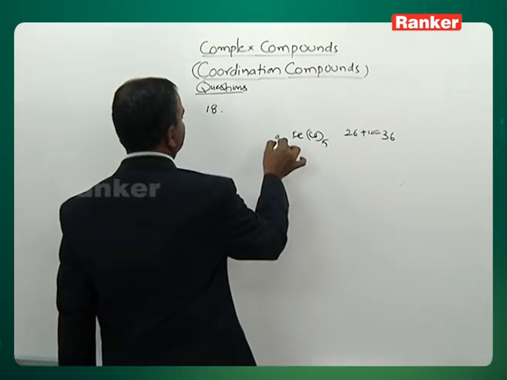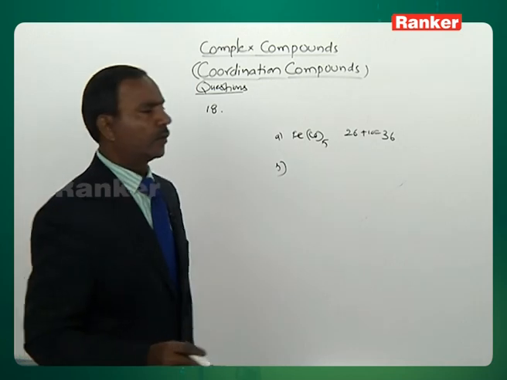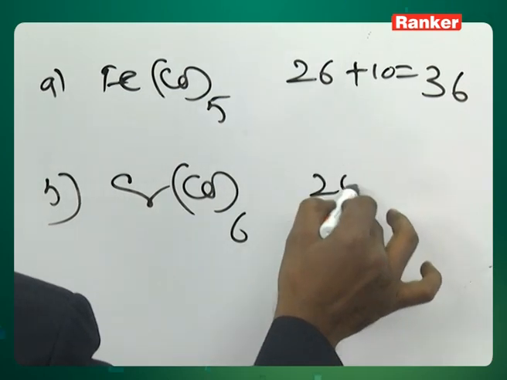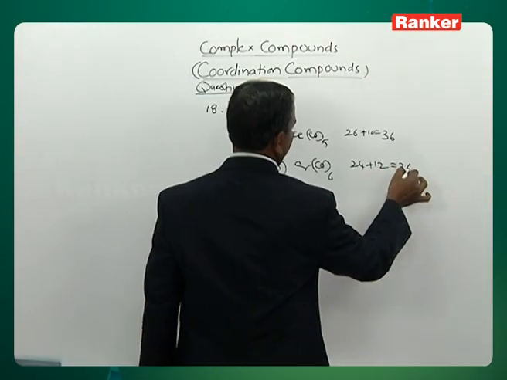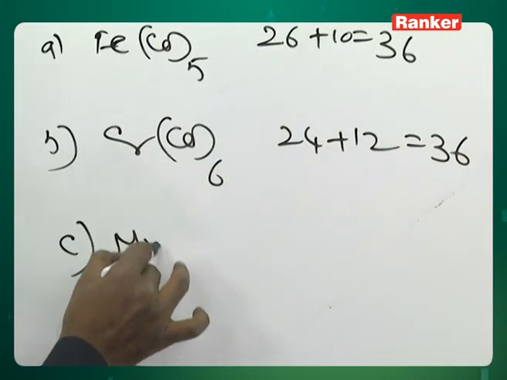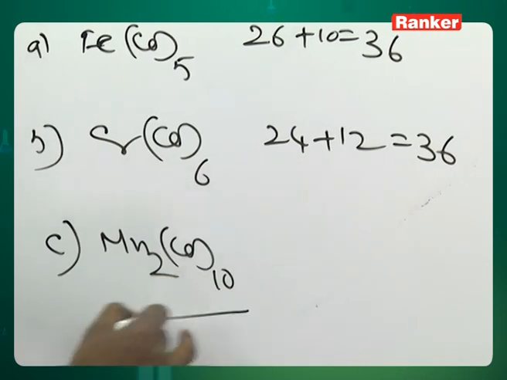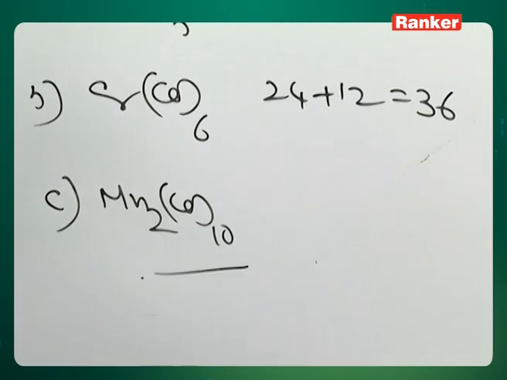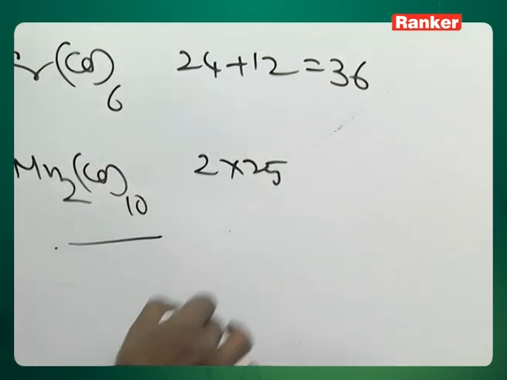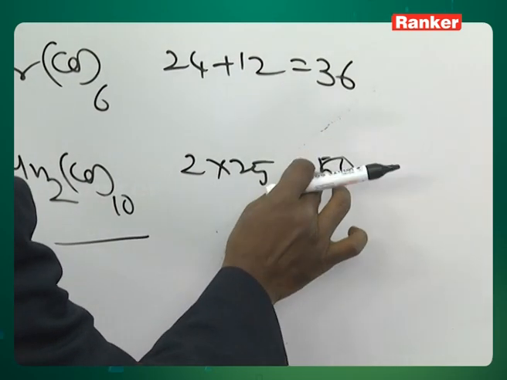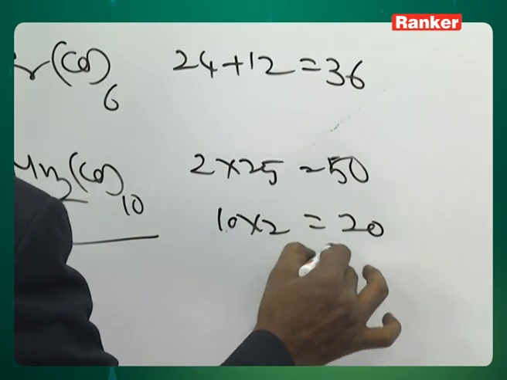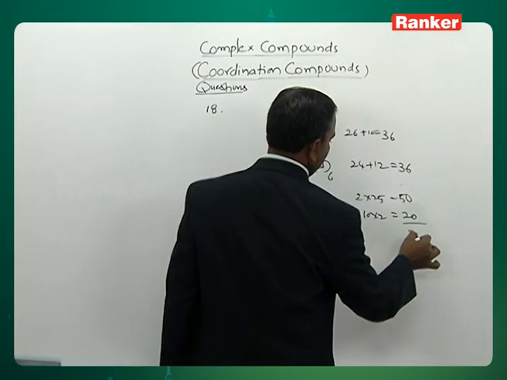Option B, CO taken 6. This is 24 plus 12, again 36. Obeying EAN rule. Option C, it is Mn2(CO) taken 10. It is a binuclear complex. This is 2 into 25, 50. Then 10 ligands, 10 into 2, 20, coming to be 70.